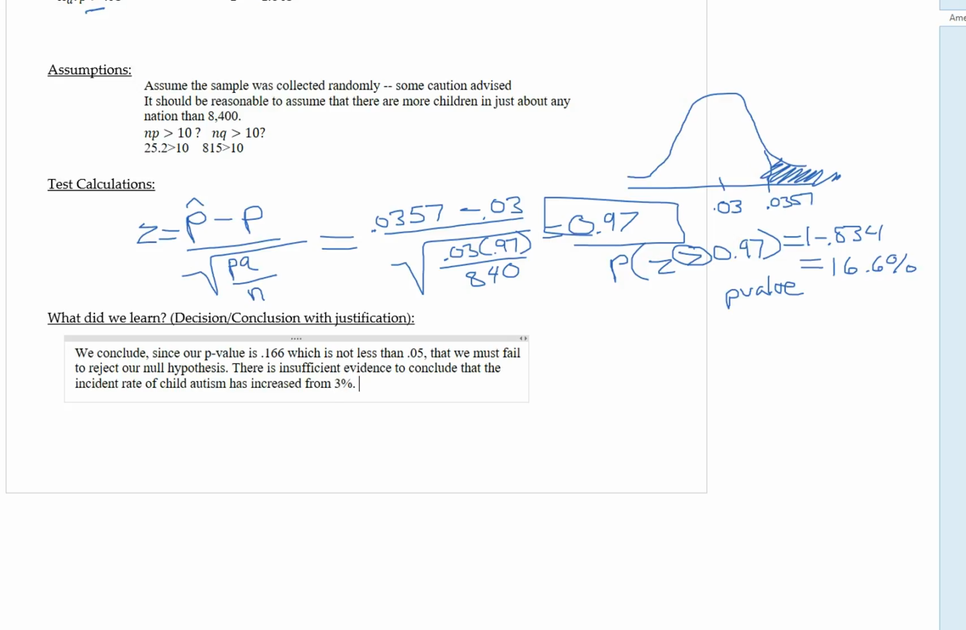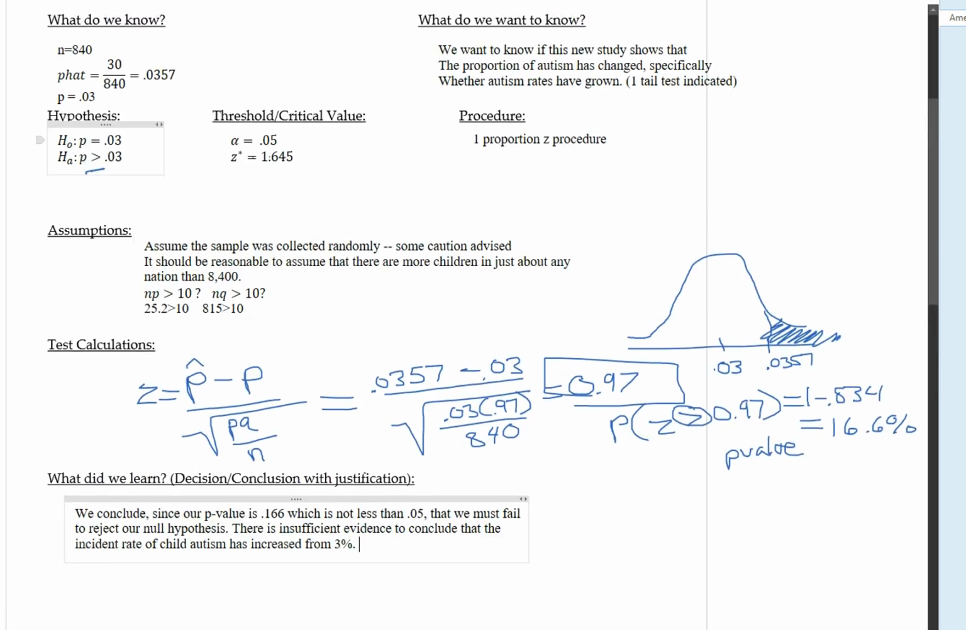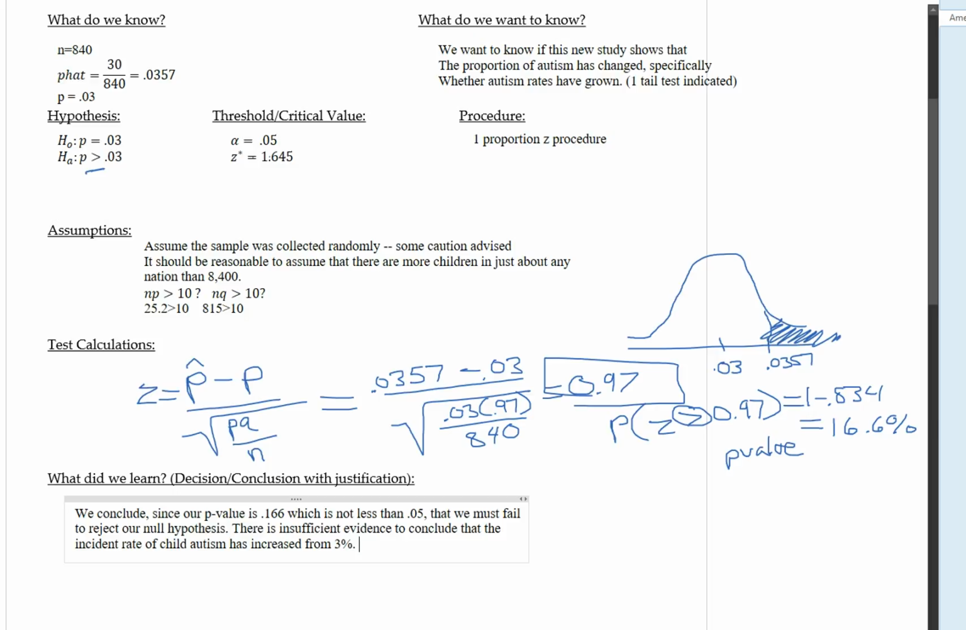So it's really important that you phrase this the correct way. It's not that we're accepting the null hypothesis that it actually is 3%. It's just that with this sample, we failed to observe a difference from 3%. It's 16.6% likely that you'd see this difference of 0.57% in the incident rate of autism for samples like these. So this is basically due to random variation that we saw such a difference. We definitely don't have enough evidence to conclude that autism has changed, or specifically that it's grown from the time that we established that 3% number.